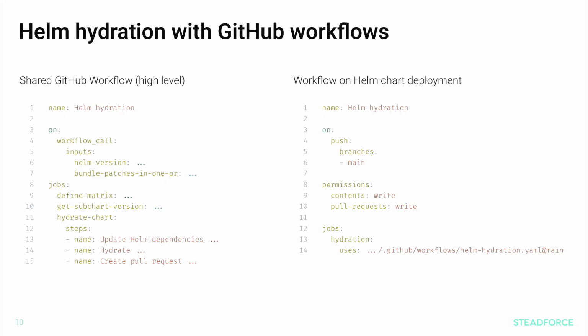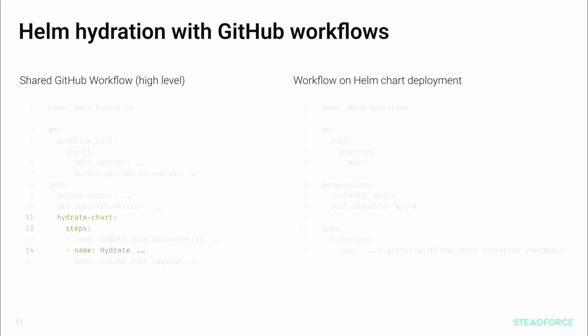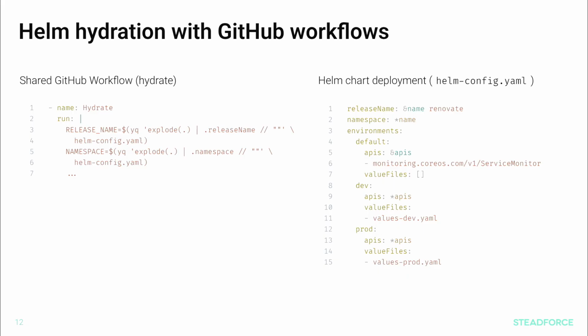And on the right side, you then have the thing which you have to do in your specific Helm charts. More or less just simply call this workflow itself and provide some configurations and parameters, but in the end, you just have to call it, and the rest will be done by the shared workflow. So let's show some of the parts.